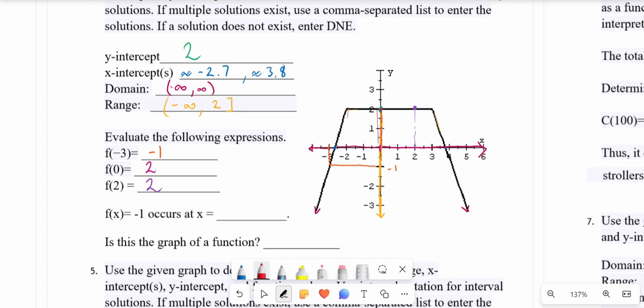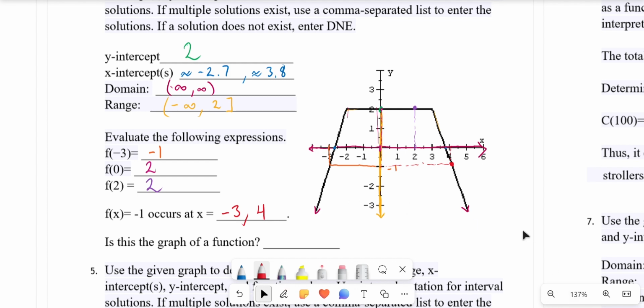If I look over on this side, there's another value at 4 that seems to hit -1 as well. So this is actually 2. There are 2 values of x that give me this same y value. So one was -3. We saw that right here. But the other one is +4.